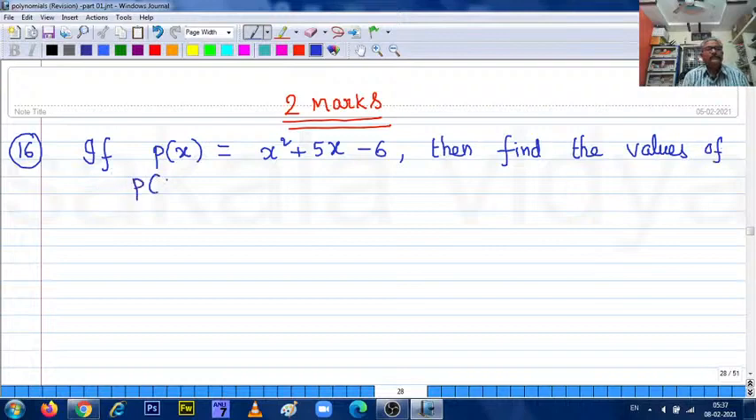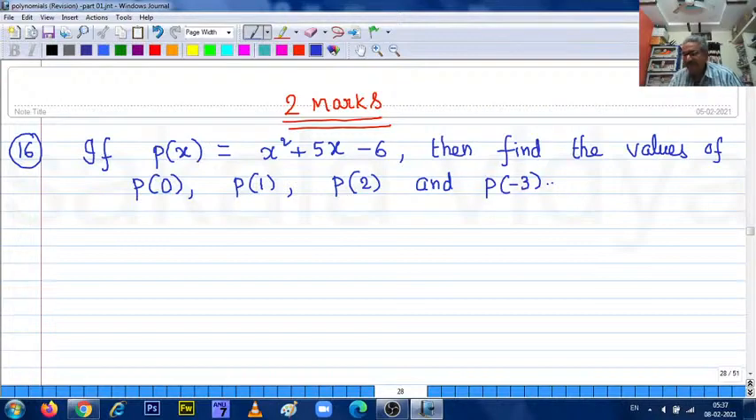p of 0, p of 1, p of 2 and p of minus 3. So very simple question here. Very simple question this is.